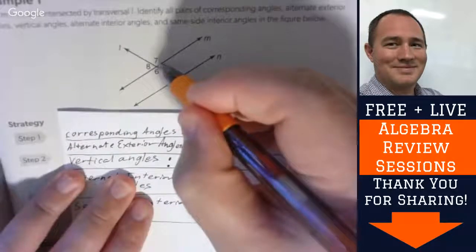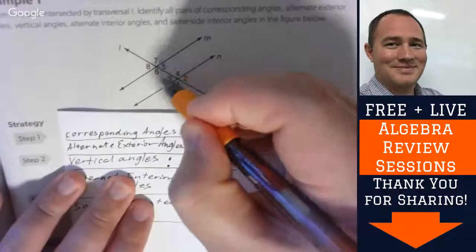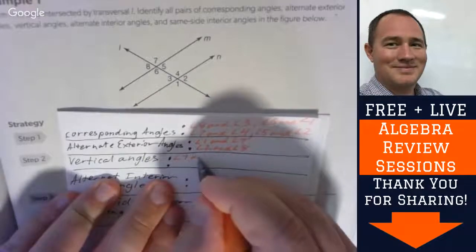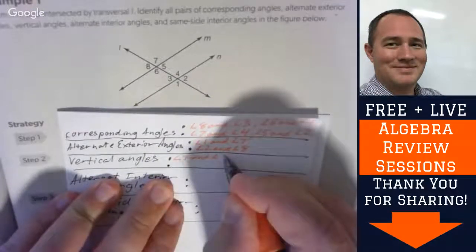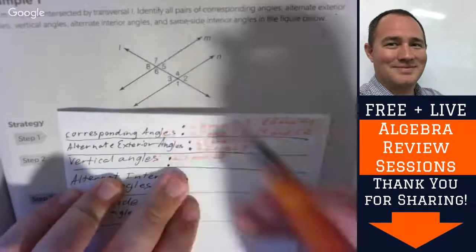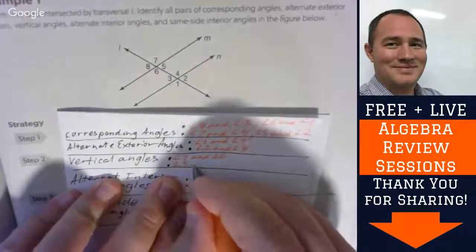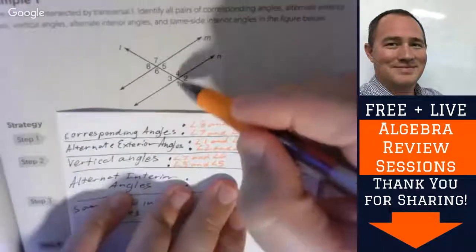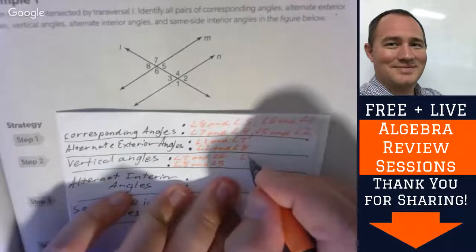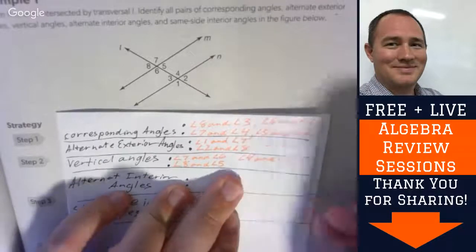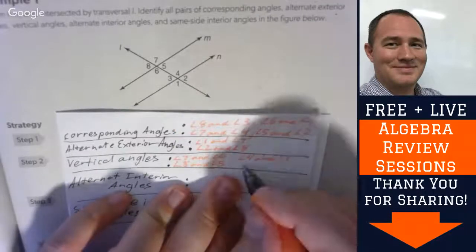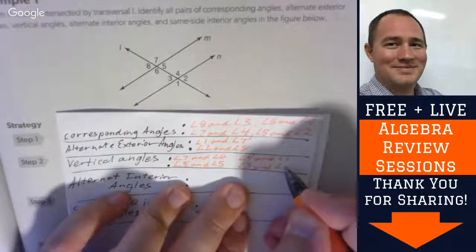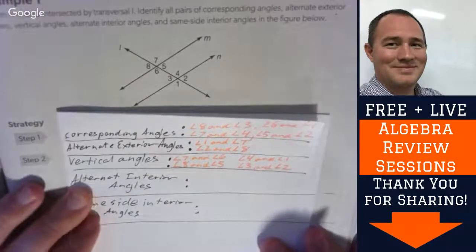Who would be a vertical angle with 7? Well, that would be 6. So angle 7 and angle 6. Also angle 8 and angle 5. Angle 4 and angle 1. And also angle 3 and angle 2. Those would be our vertical angles.